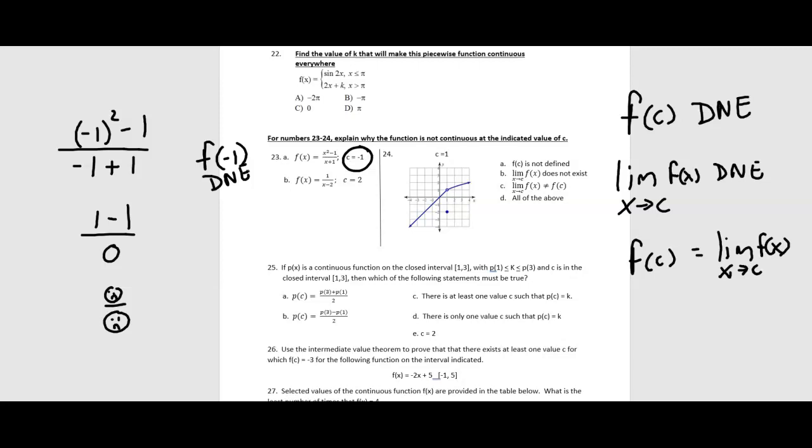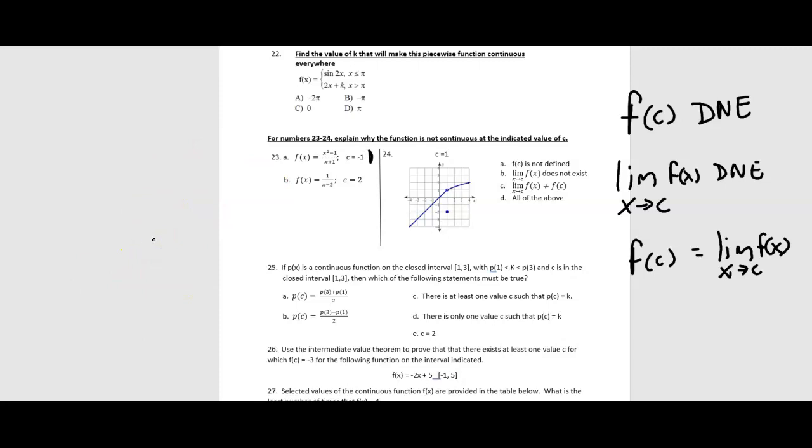Okay? But just to kind of show you some alternatives there, let's see if the limit exists. Because the limit might actually exist. Now, you don't have to do this. I'm just kind of giving you extra information at this point because we've answered the question. Okay? But let's see if the limit exists. Does the limit, as x approaches negative 1, exist?